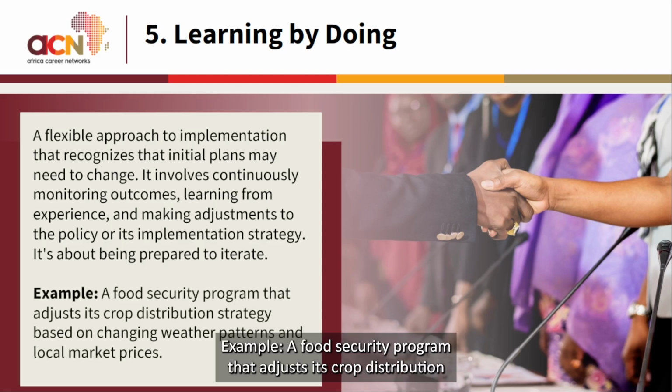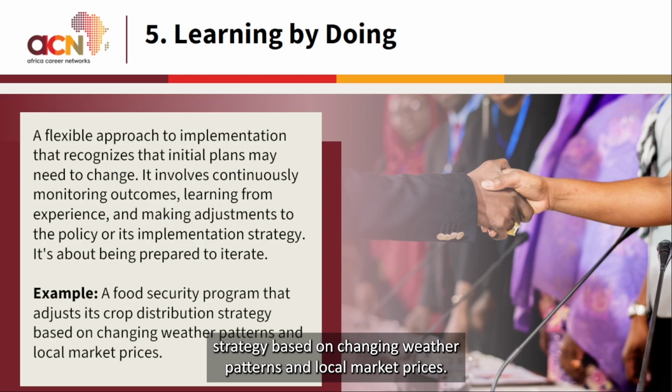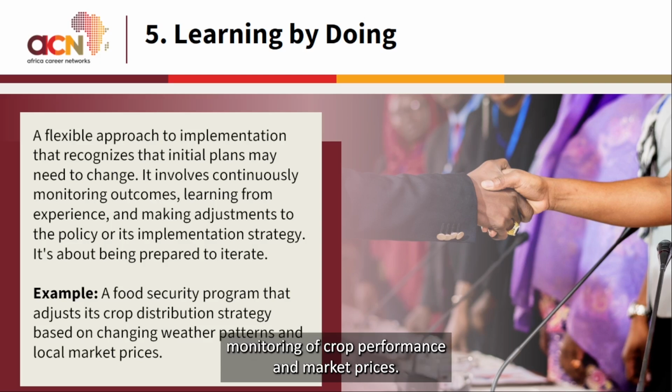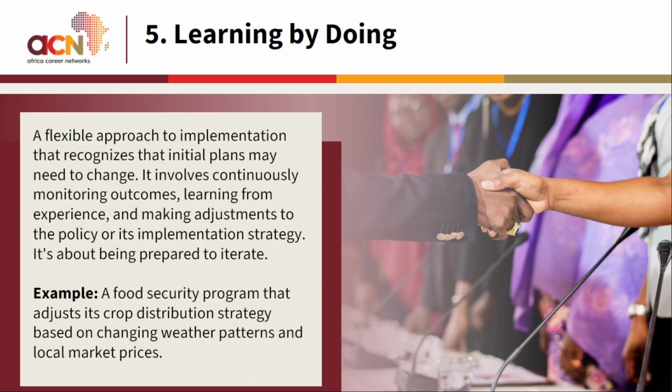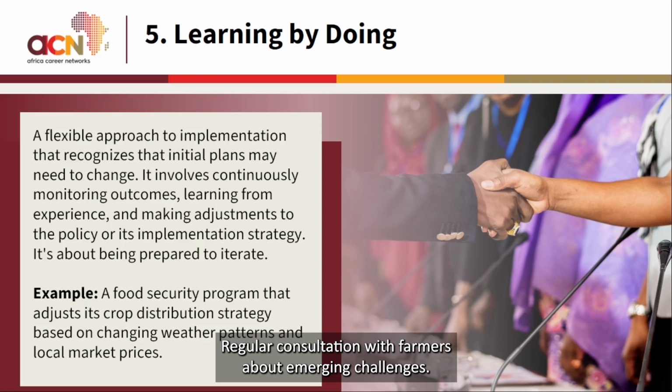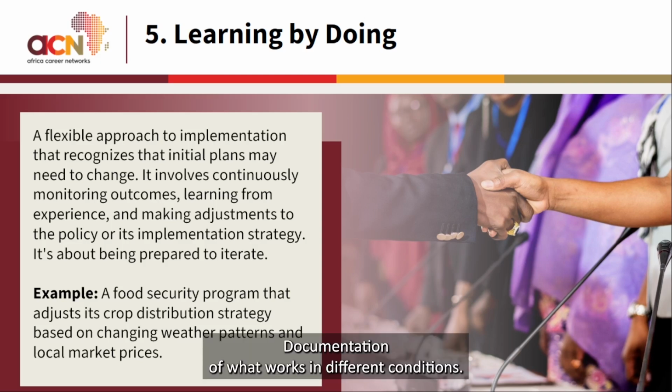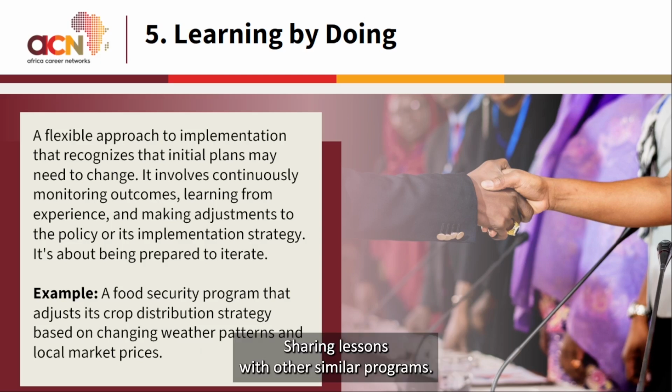Example, a food security program that adjusts its crop distribution strategy based on changing weather patterns and local market prices. This might involve monthly monitoring of crop performance and market prices, regular consultation with farmers about emerging challenges, flexibility to change crop varieties or distribution timing, documentation of what works in different conditions, and sharing lessons with other similar programs.